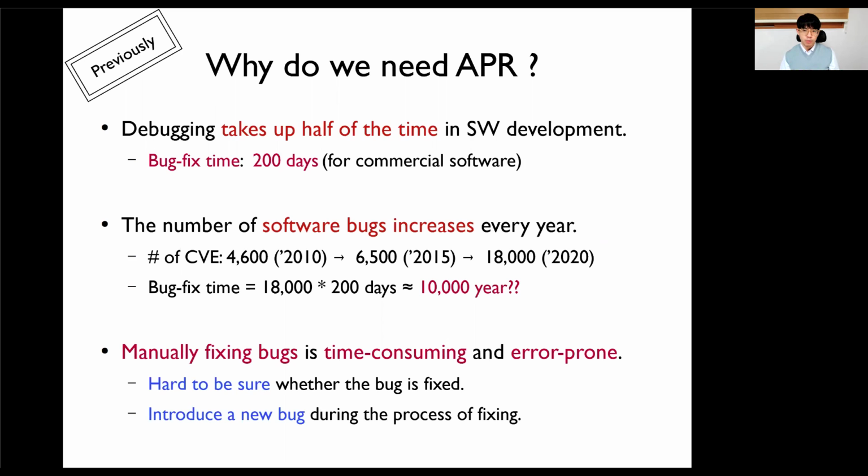The third reason why we need APR techniques is that fixing errors manually by developers is very time-consuming and error-prone. For example, recall the process of fixing the double free error in the Linux kernel we learned last week. The developer not only finds it hard to be sure whether the original bug is fixed, but also easily introduces new bugs during the fixing process. This is why we need the APR techniques.